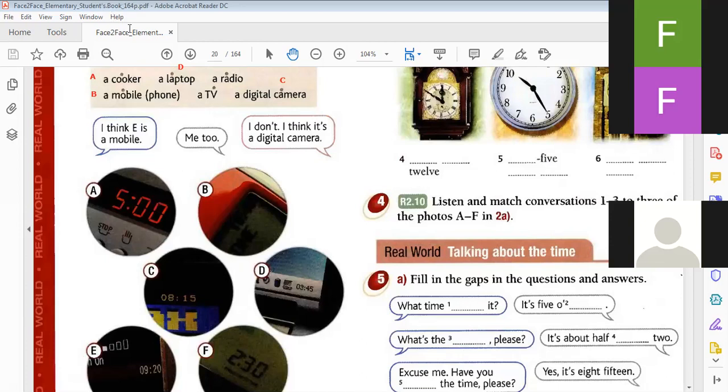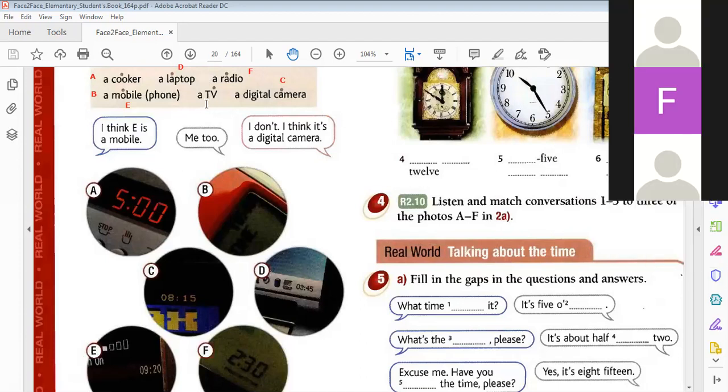Then what's B? If E is a mobile phone, what's B? I think a digital camera. Maybe B is digital camera. E, because of the internet connection. Yes. So maybe it's a mobile phone. But what about F? What's F? Radio. Maybe it's a radio. But we didn't answer TV. Which one is a TV? Which one do you think is a TV? C. C? You think it's a TV is C? Maybe TV is C. But if TV is C, what's the digital camera? Which one is the digital camera? B. B, maybe? Maybe B is the digital camera.